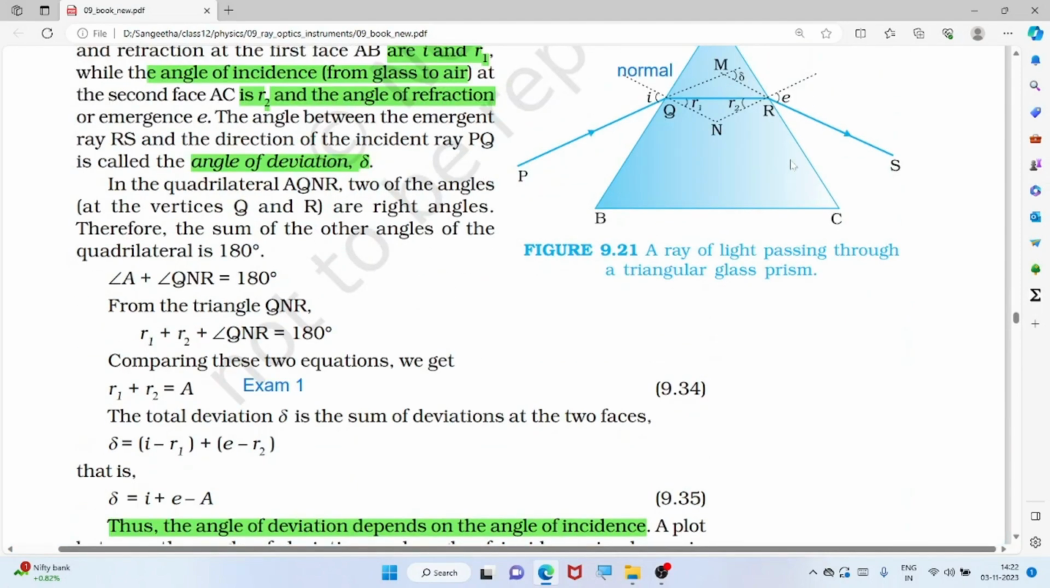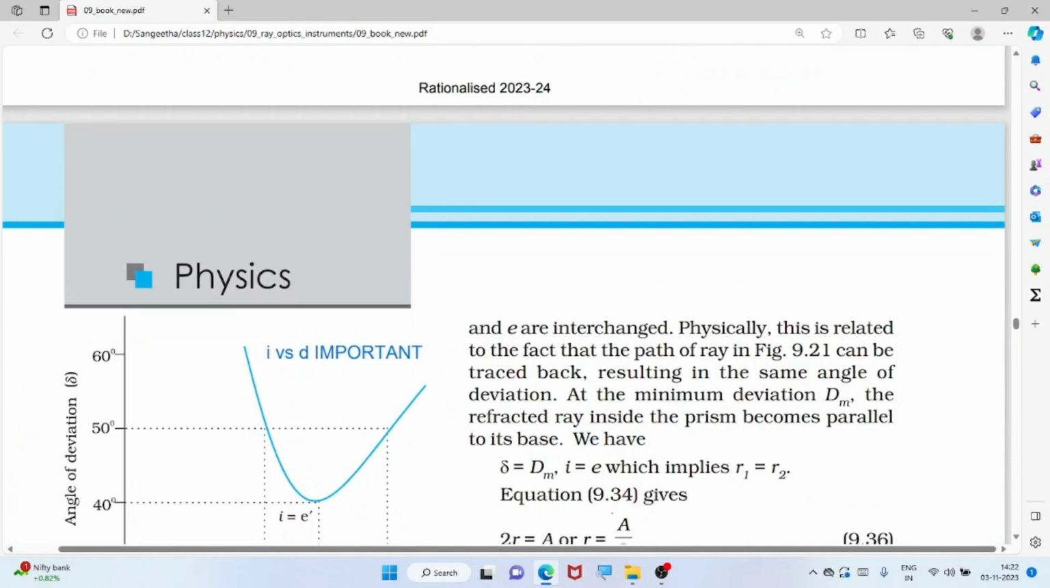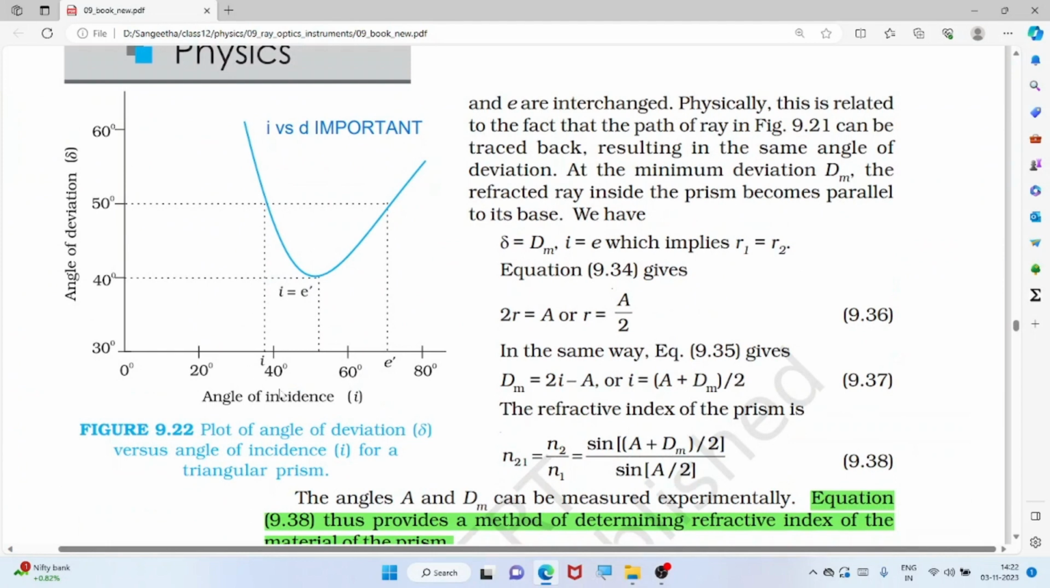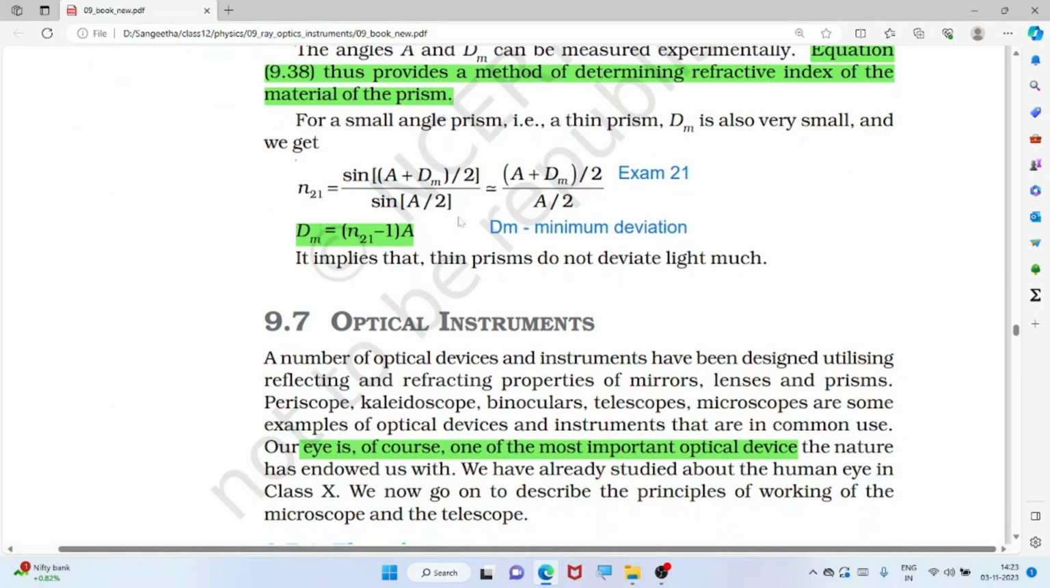The angle of deviation depends on the angle of incidence. Angle of incidence versus angle of deviation: this is the curve. You see, for some values of deviation, there are two values of angle of incidence. That is important. This is the formula.